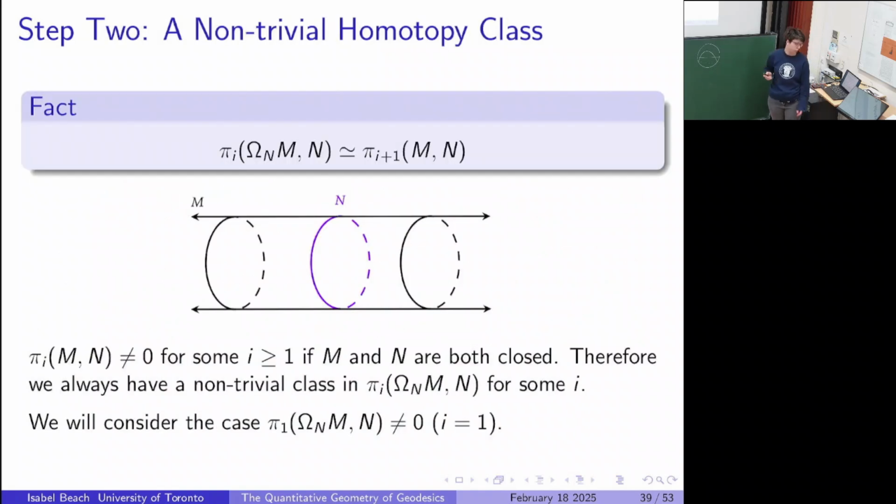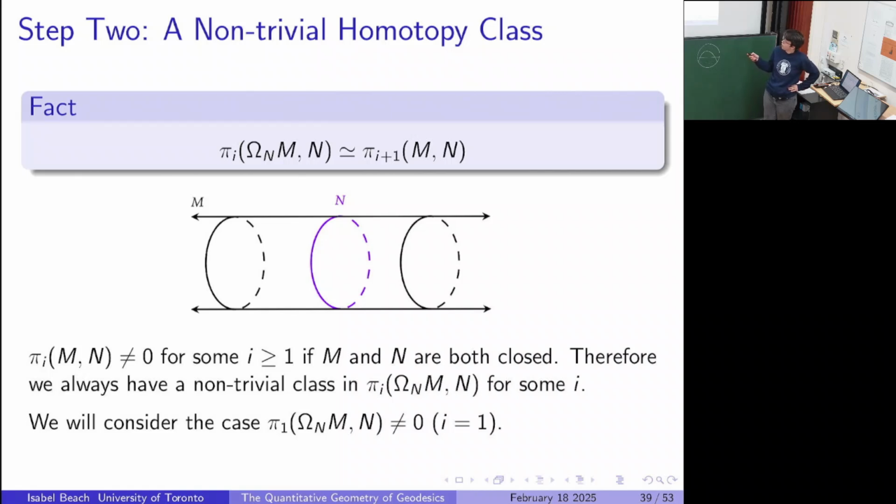The next thing we have to do is find a non-trivial relative homotopy class. So it turns out, just by considering the parameter of your paths, that the i-th homotopy group of omega of M mod N is isomorphic to the (i+1)-th homotopy group of (M, N). To do this, essentially, you just remember that a point in this space is a path in this space, so you get an extra one-dimensional parameter.